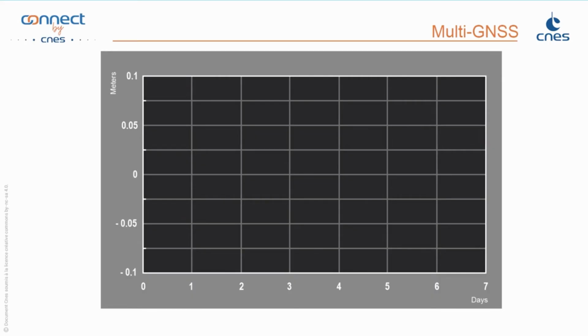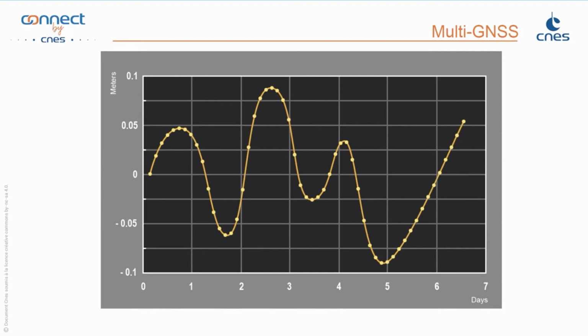To illustrate the advantages of combining data from several GNSS systems and resolving the ambiguities of phase measurements, we will compare different coordinate solutions of a geodetic station. The station is stationary, but its coordinates have been estimated every 5 minutes for 7 days.